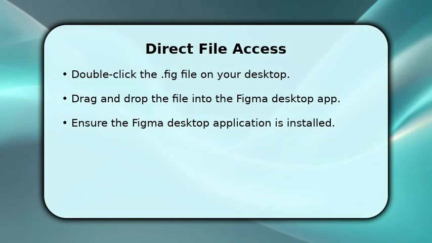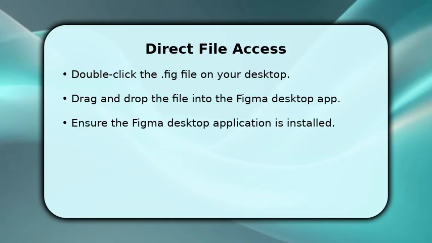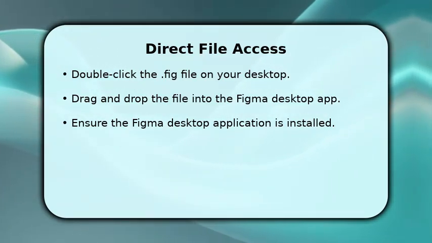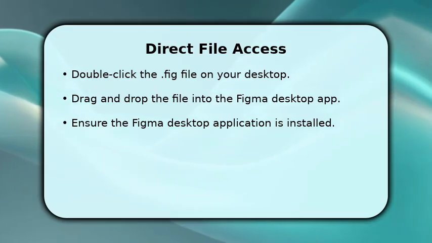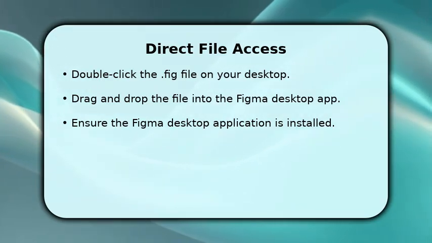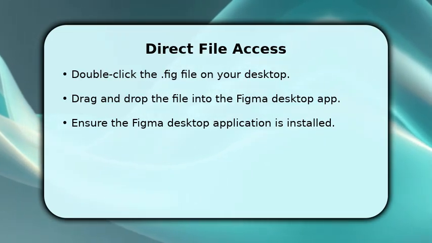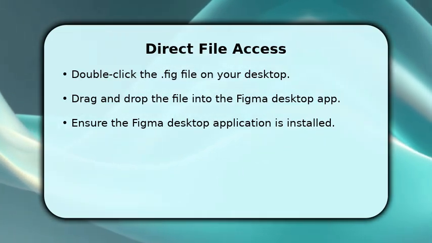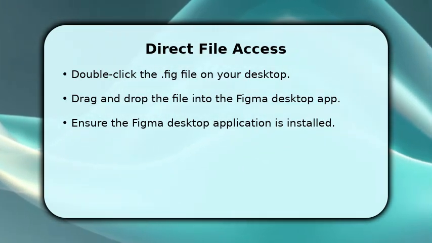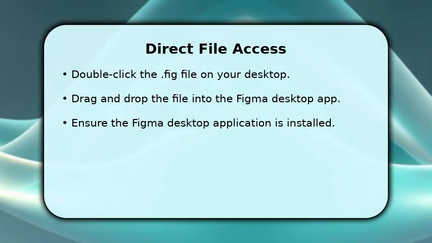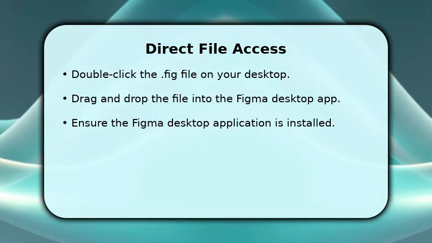The quickest way to open a local Figma file is by simply double-clicking it from your File Explorer. This action will automatically launch the Figma desktop application and open your design. Alternatively, you can drag and drop the Fig file directly onto the Figma application icon or into an open Figma window. Both methods are straightforward and get you into your project in just a few seconds.